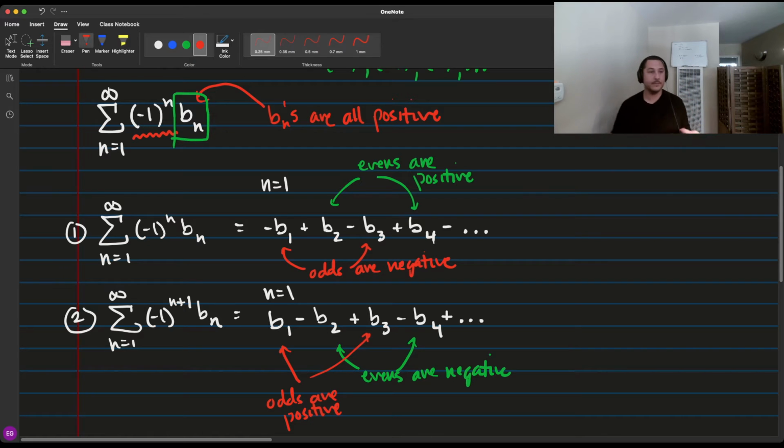Okay. Making sense so far? You know by looking at it whether you'll start off with a negative or a positive term. Cool.